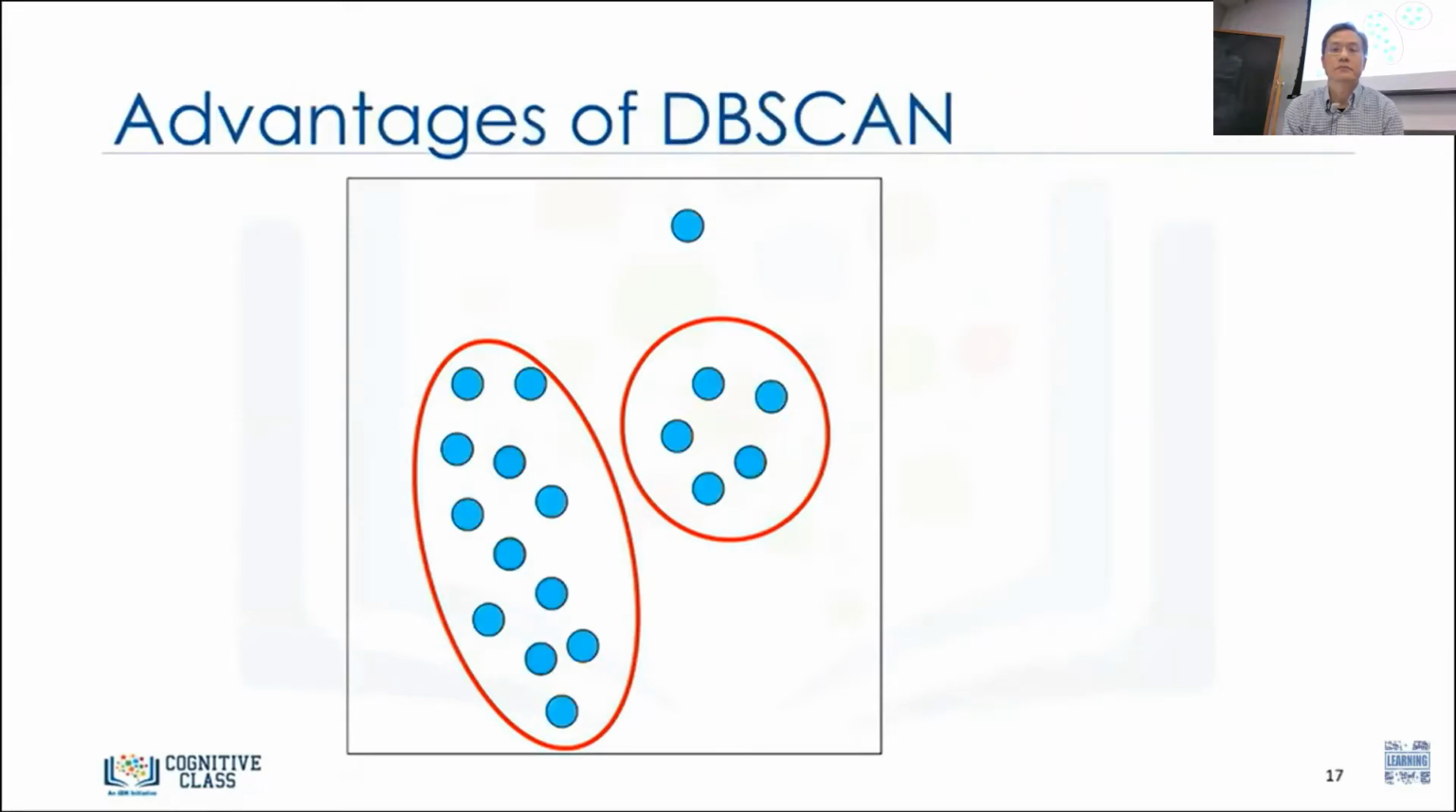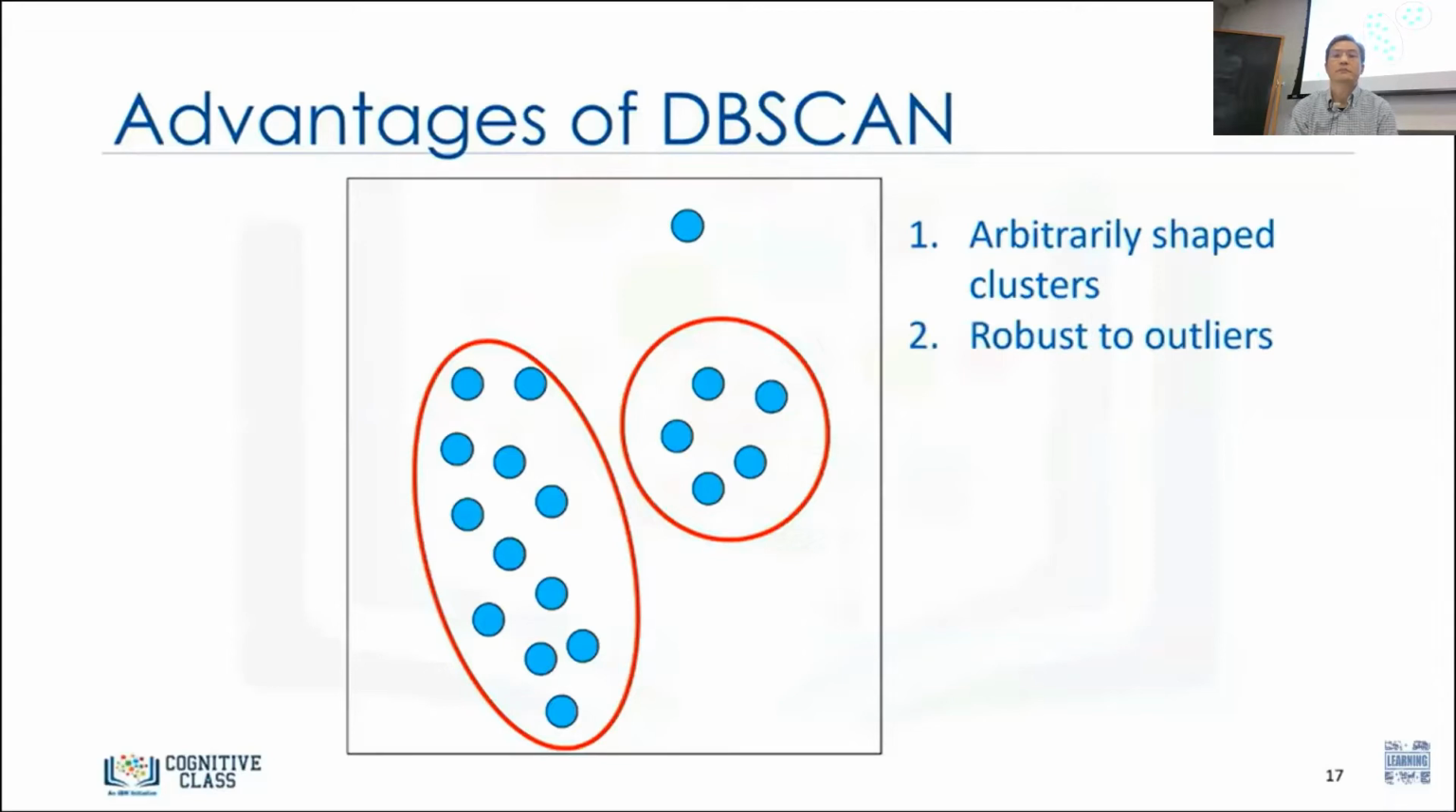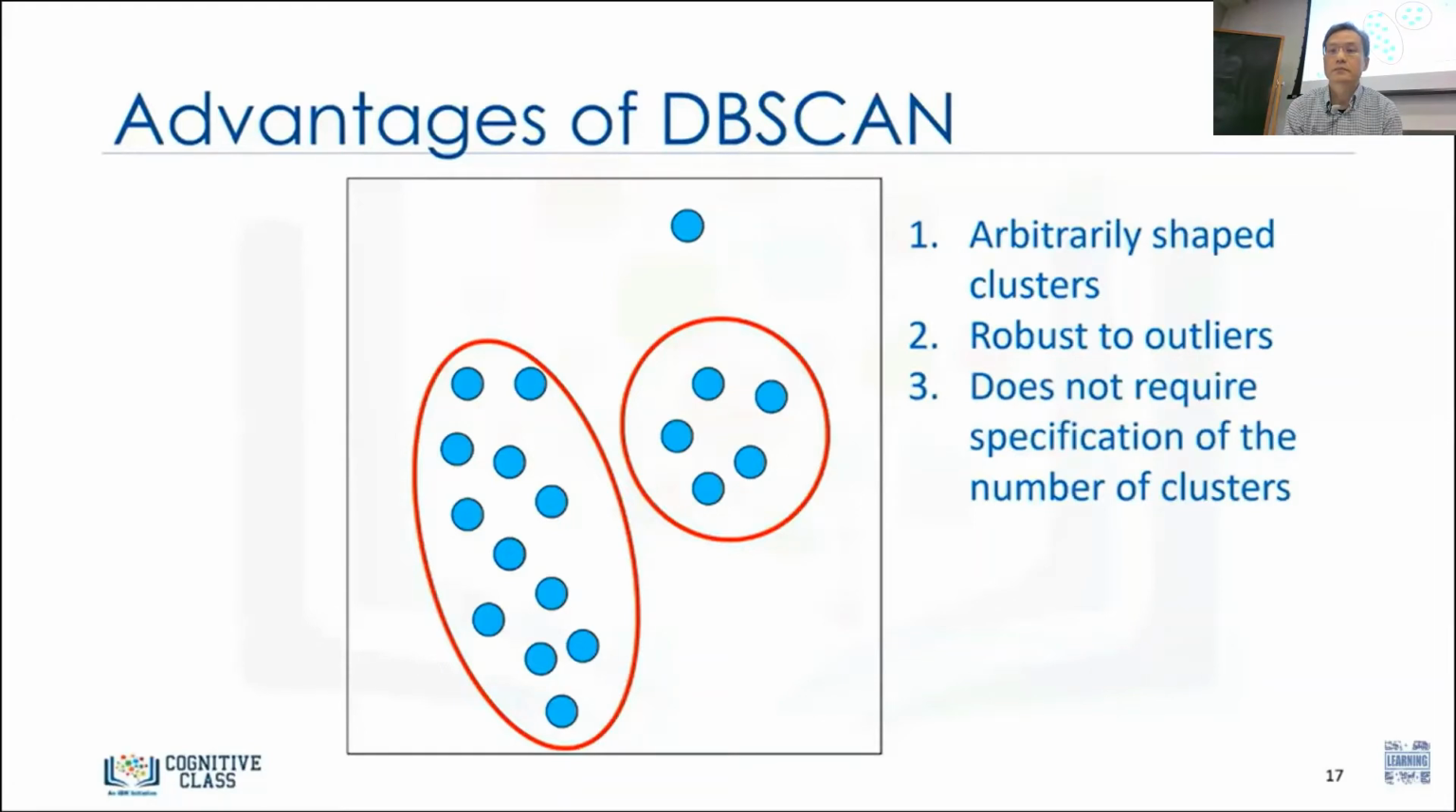Let's review this one more time to see why DBSCAN is cool. DBSCAN can find arbitrarily shaped clusters. It can even find a cluster completely surrounded by a different cluster. DBSCAN has a notion of noise and is robust to outliers. On top of that, DBSCAN makes it very practical for use in many real-world problems because it does not require one to specify the number of clusters, such as k in k-means.